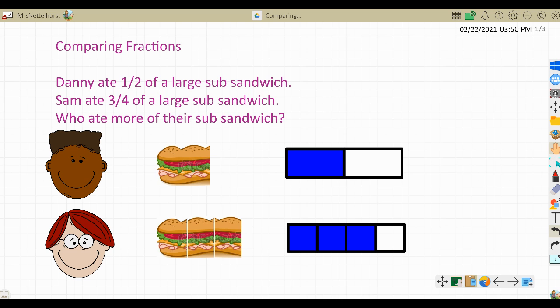So the amount that Sam ate is greater than the amount that Danny ate. So I can write that like this. So I can put Danny's first, 1/2, and Sam's second.